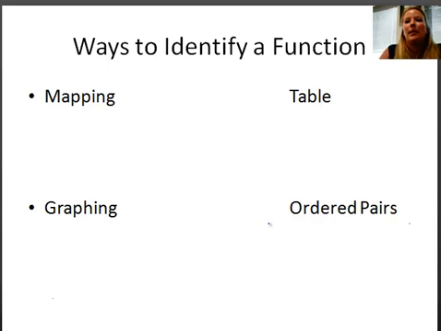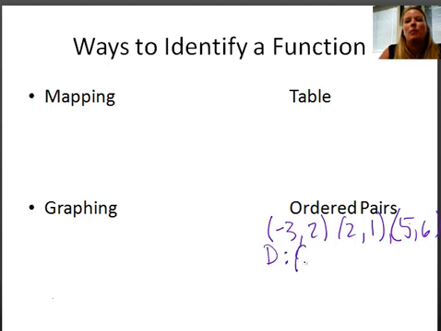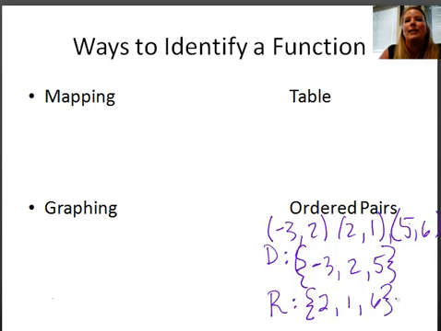So the easiest way is ordered pairs. So if I have (-3, 2), (2, 1), and (5, 6), that's a function because the relationship is x and y. So we would say the domain of that function, we would call it a set of numbers, negative 3, 2, and 5. I just take the values of x and put it as the domain. For the range, I do the same thing. I take the values of y, which would be 2, 1, and 6, and I list them. I should have listed them in increasing order, but that's okay that I didn't just for today.